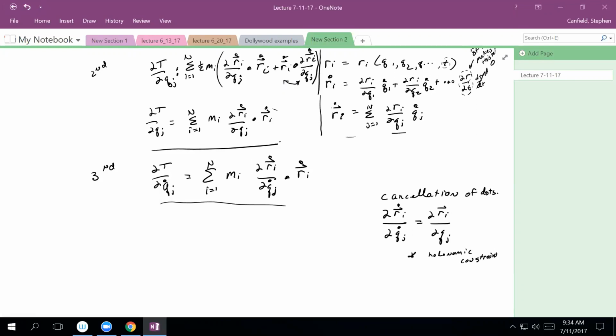So now I take the cancellation of dots, and that means I can rewrite this partial of T. If I apply this here, I can rewrite this as the sum for i equals 1 to capital N, m_i, partial of r_i with respect to q_j, dotted with r_i dot. Okay.